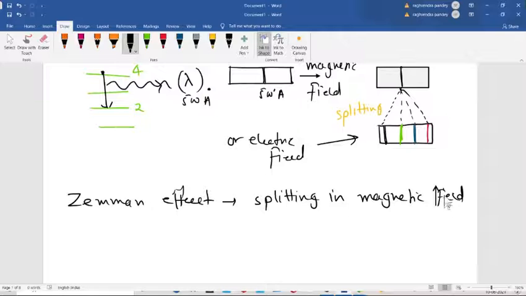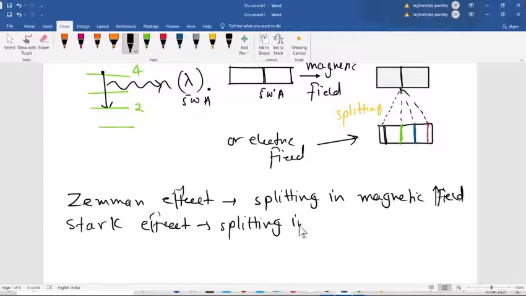Splitting in the magnetic field is the Zeeman effect. Then there is the Stark effect. The Stark effect is your splitting in the electric field. So these are the two effects.